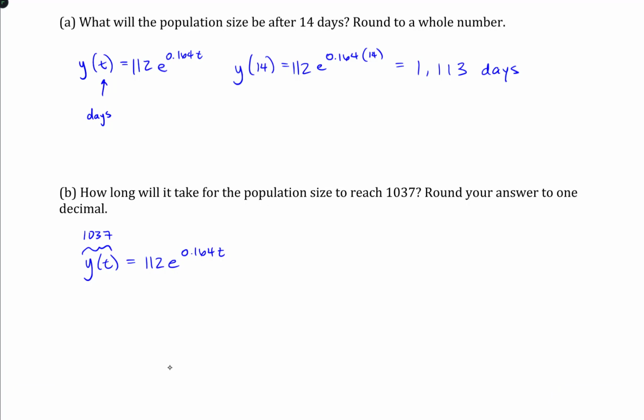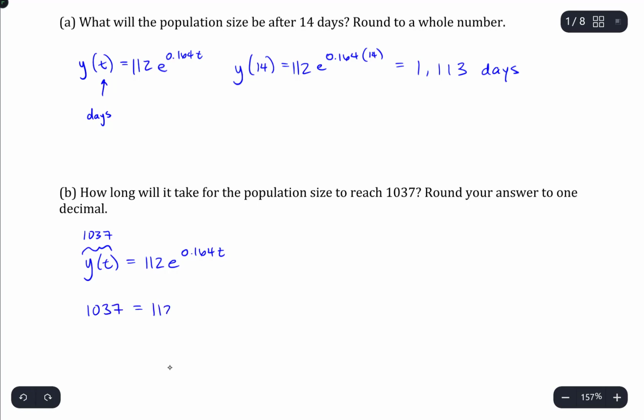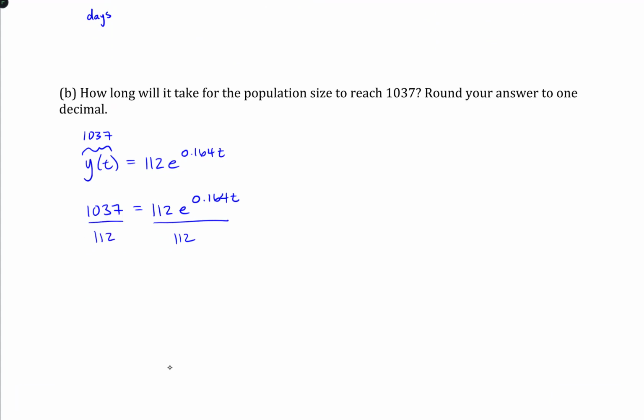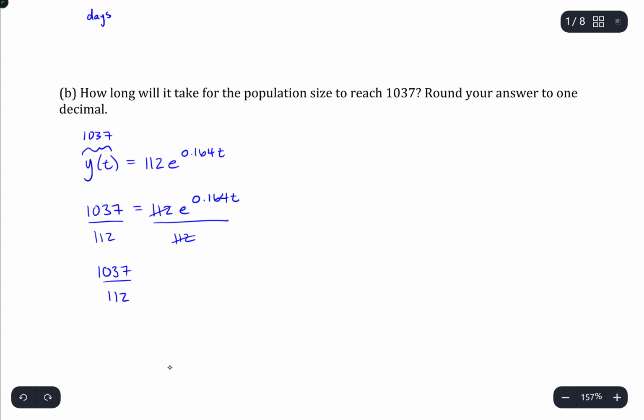So that would give us 1,037 is equal to 112 e to the 0.164t. And if we divide both sides by 112 to get the exponential function by itself, that is. And I'm going to leave this as a fraction for right now. And that's only because this is a multi-stage problem.